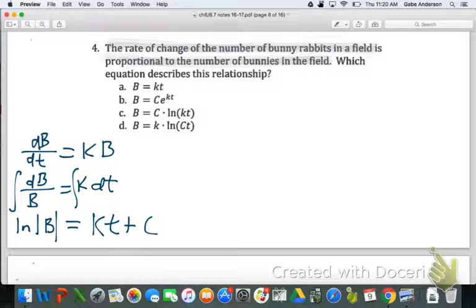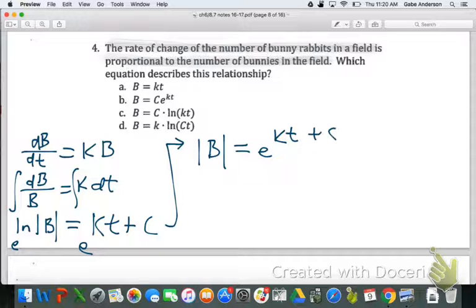Okay, so my goal now is to solve for B, like you saw in all those options. What would we do? Like, what algebra step would we take? E. E, yep, we're going to e both sides. So e to this, e to that. And that would give me, on the left side, just the absolute value of B equals e to the kt plus C. Now, in my next step, I'm going to lose the absolute values.